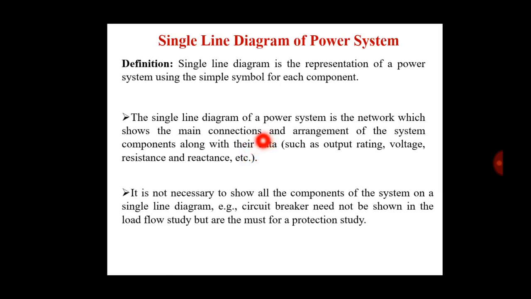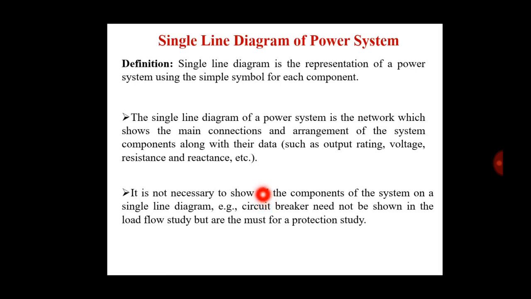For example, we see the single line diagram. We see which feeder is connected with a distributor, which feeder is connected with which area, and in this area what types of transformer ratings etc. we know from the single line diagram. It is not necessary to show every component of the system on a single line diagram. For example, circuit breakers need not be shown in a load flow study but are a must for a protection study.